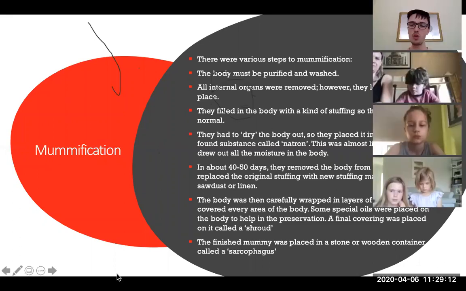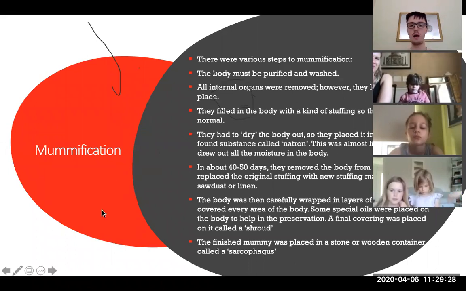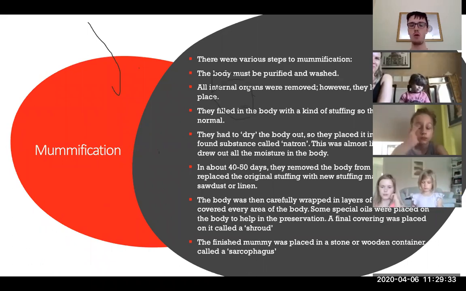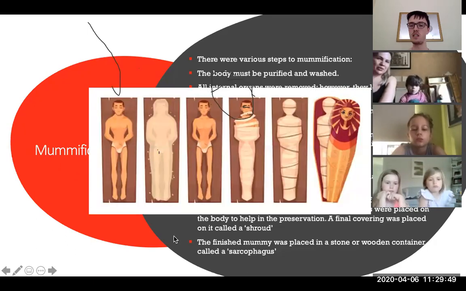And then about 40 or 50 days after that, they removed the body, took out the stuffing, and then put new stuffing in, which was usually made of sawdust or linen. The body was then carefully wrapped in layers on every single part of the body. This was to help preserve the body. And right at the end, a shroud was placed over the body, so a special oil or ointment to preserve the body. And then it was put into what was called a sarcophagus, which was either made of wood, or if you were a pharaoh, it was made of gold, and had lots and lots of pretty designs on the top of it. So it would have looked a little bit like this.